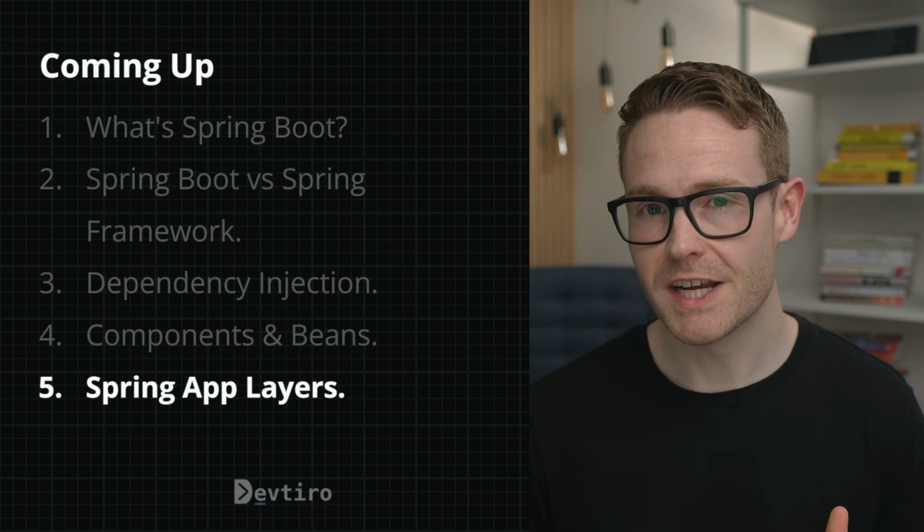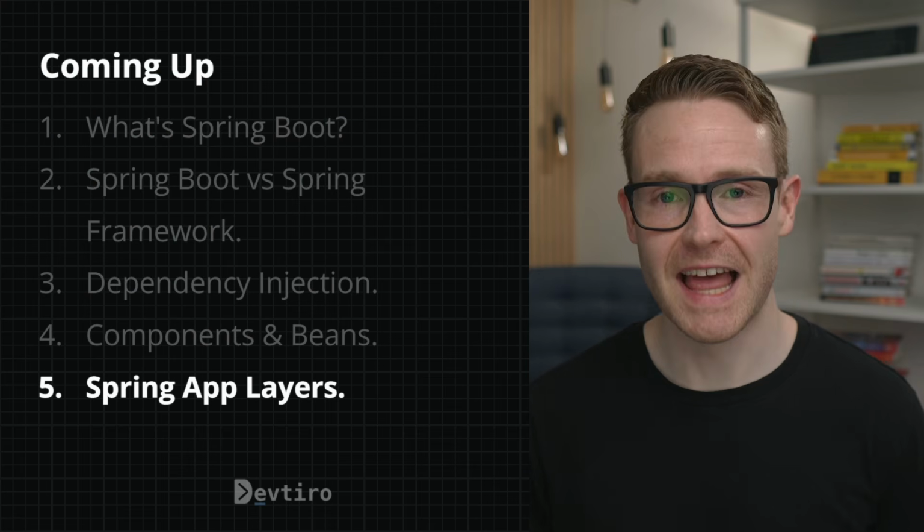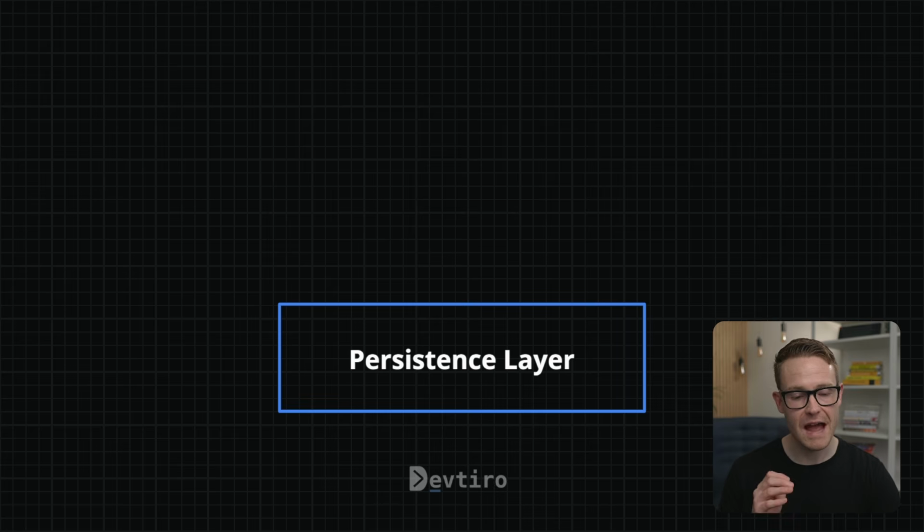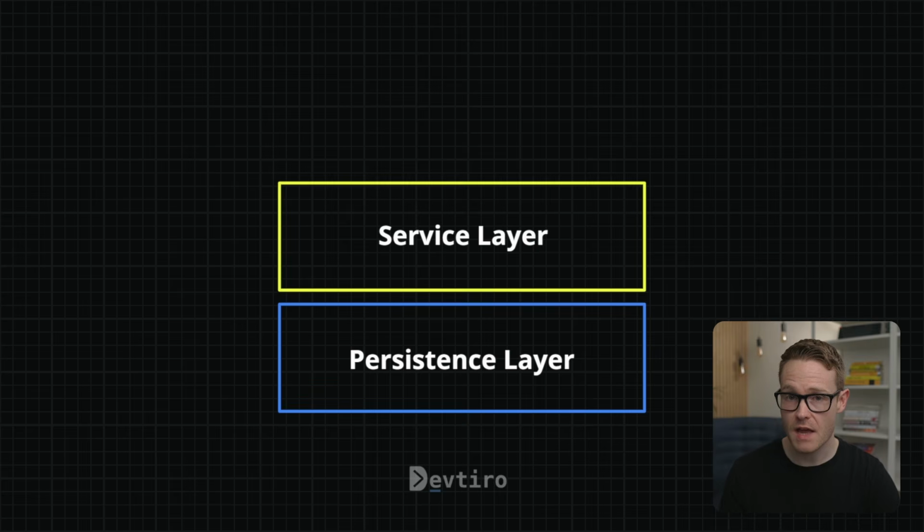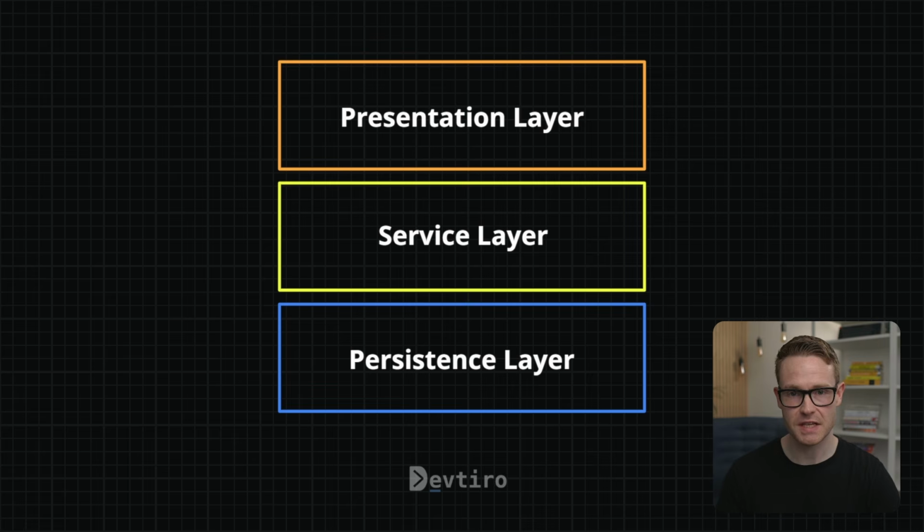And that brings us very nicely onto Spring Application Layers. We've already established that the concept of layers is very important in software development. It should be no surprise that it's also important in a Spring Boot application. Broadly speaking, a Spring Boot app can be divided into 3 separate layers. We have the persistence layer, we have the service layer, and we have the presentation layer. This is an example of a layered architecture.